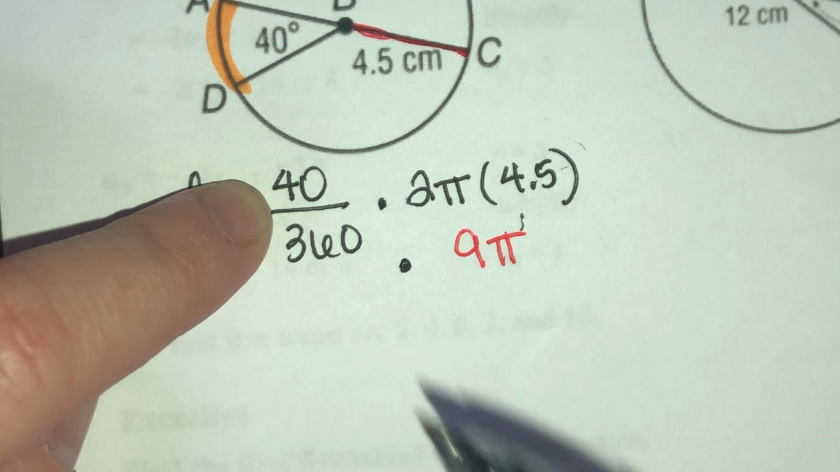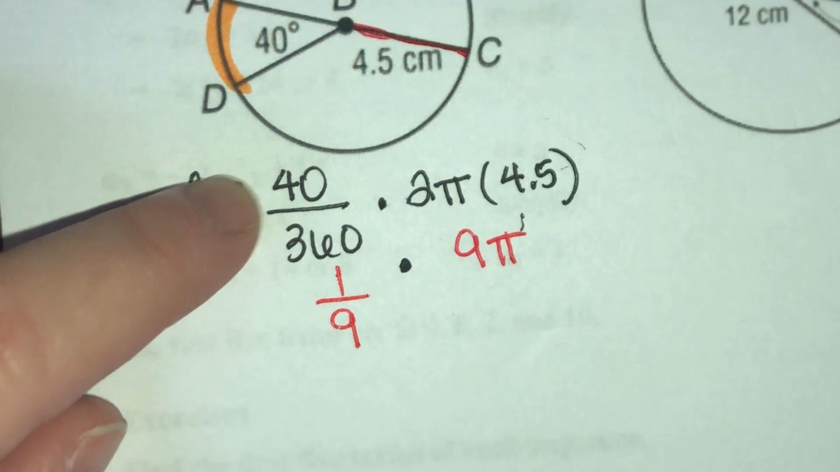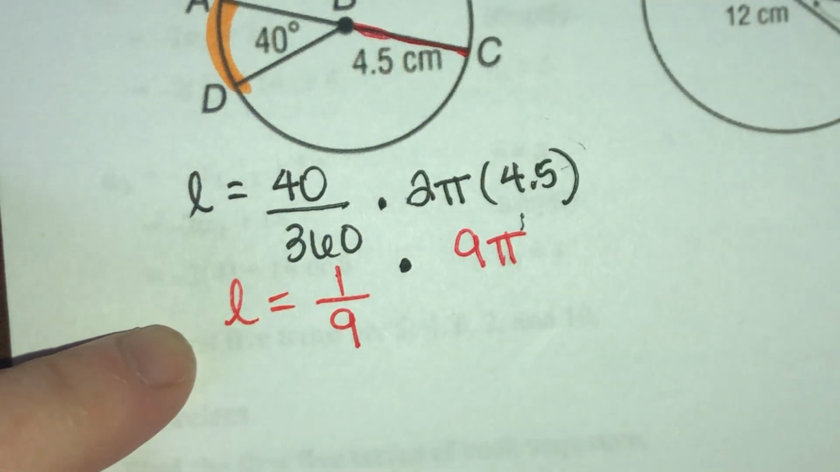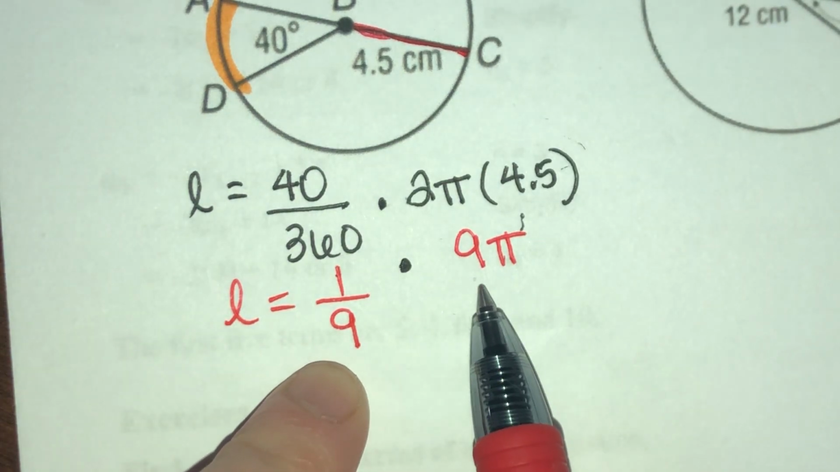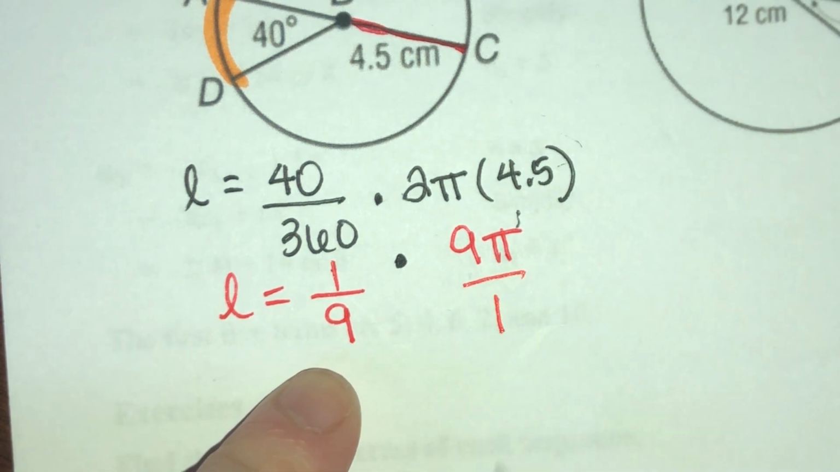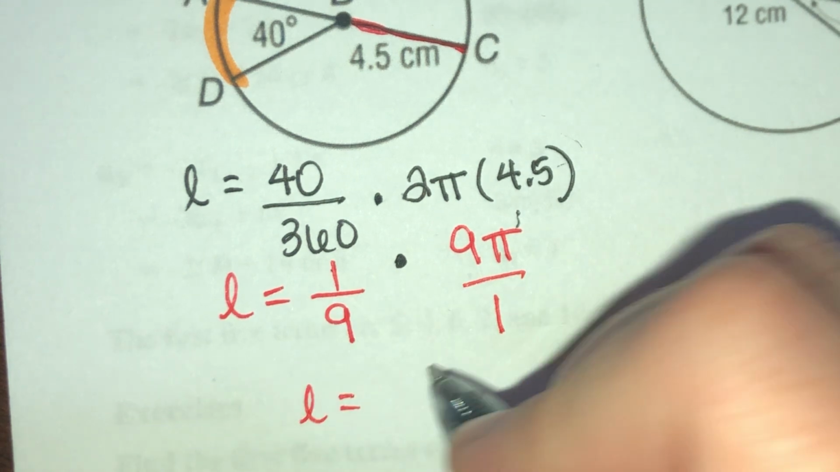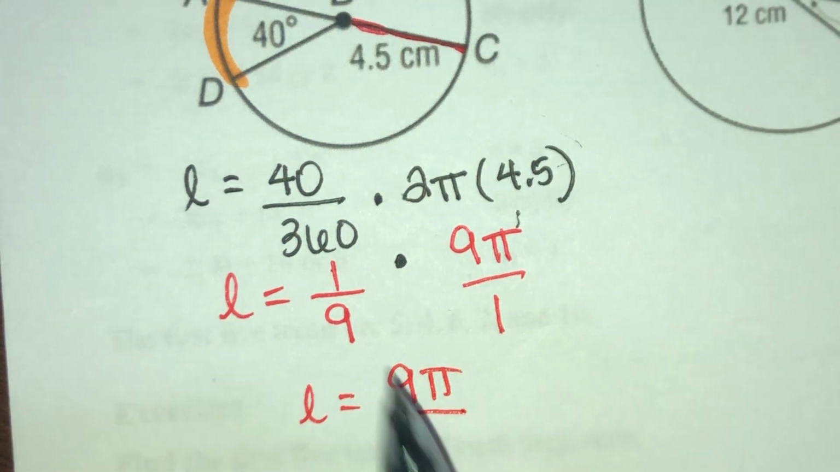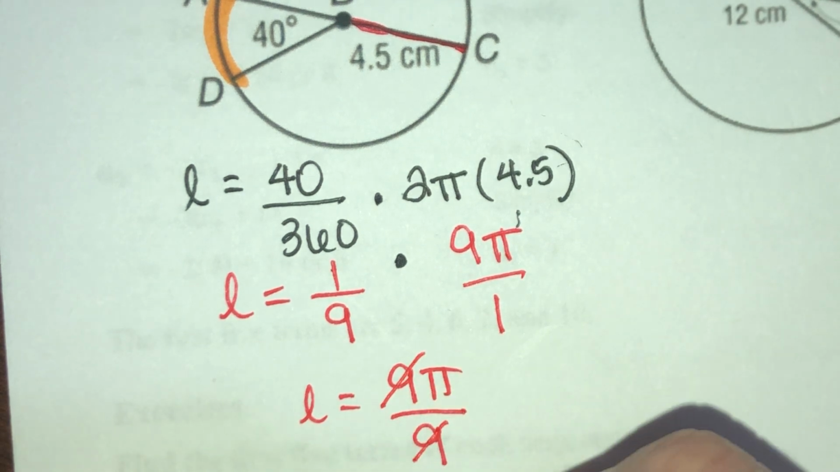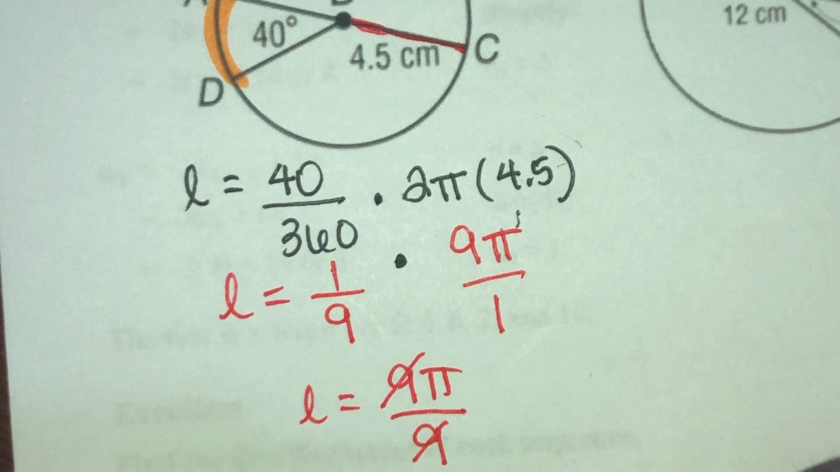And then I can divide the top and the bottom by 4, and I get 1 over 9. So really, for the arc length, I'm multiplying 1 over 9 times 9 pi, right? And when you multiply fractions, you go straight across the top, straight across the bottom. So I get 1 times 9 pi is 9 pi on top. 9 times 1 is 9 on the bottom. And the 9s cancel. So the arc length is the same as pi, which is about 3.14.